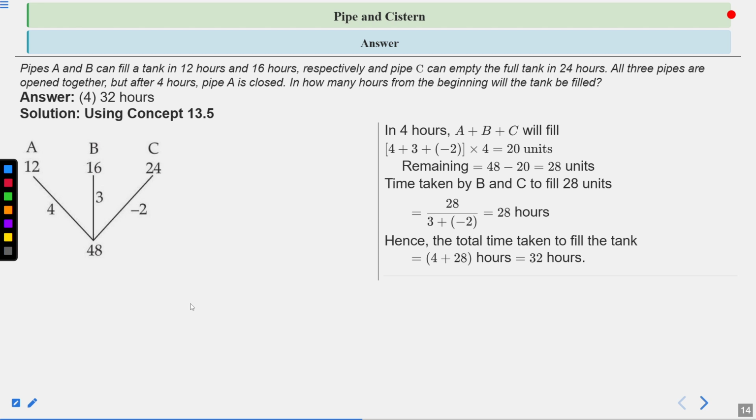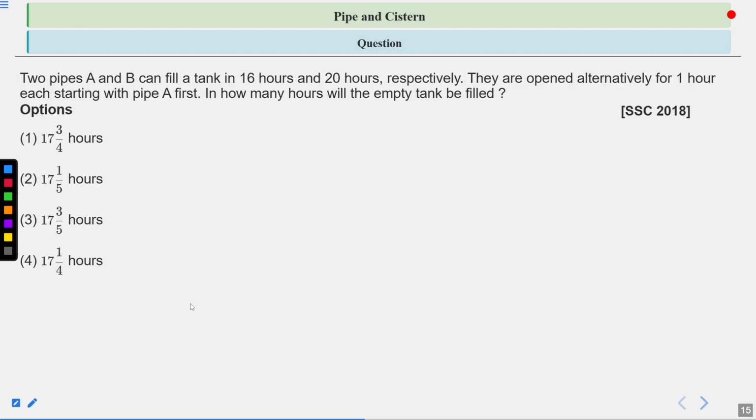Next one. Two pipes A and B can fill a tank in 16 hours and 20 hours respectively. They are opened alternately for 1 hour each, starting with pipe A first. In how many hours will the empty tank be filled? And this question was asked in the SSC exam in 2018.